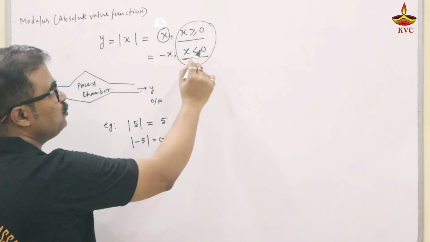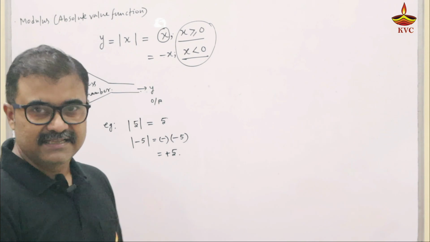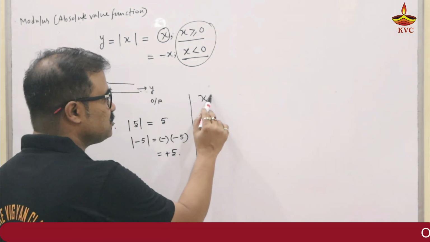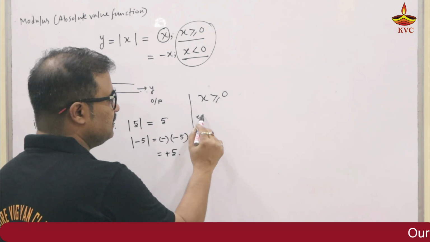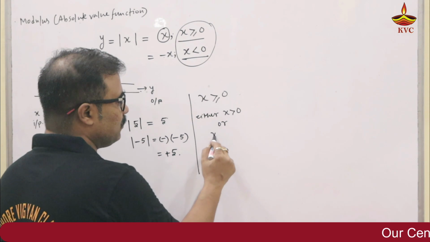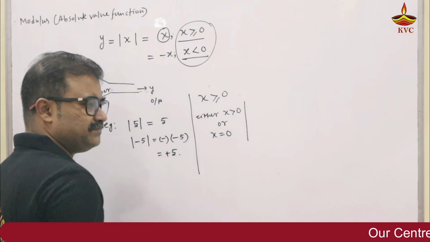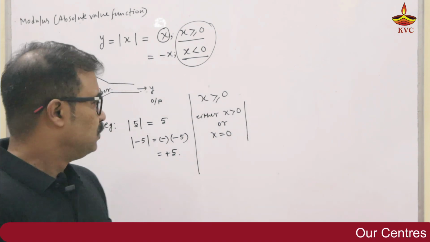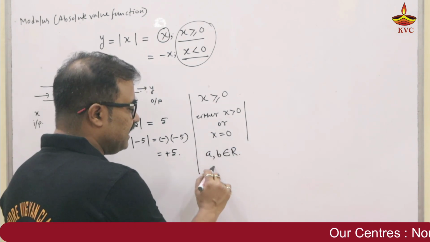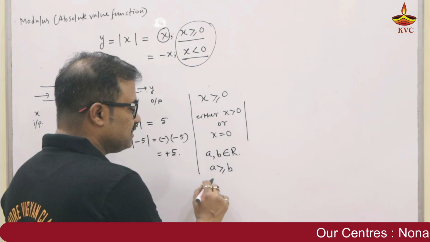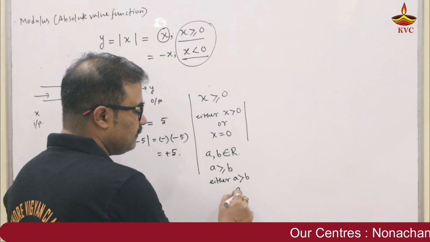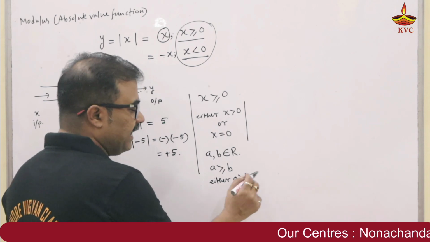Now these two conditions are mutually independent. I mean, x greater than or equal to 0. If somebody asks you what x greater than or equal to 0 means, that means either x greater than 0 or x equals 0. That's how it goes. So for a or b belonging to the real number set, a greater than or equal to b is also either a equals b or a greater than b.